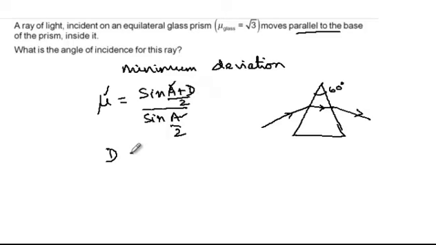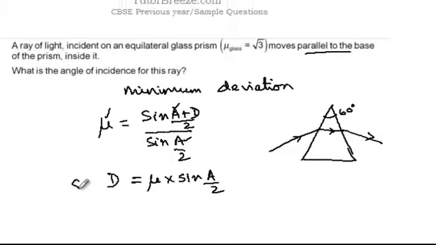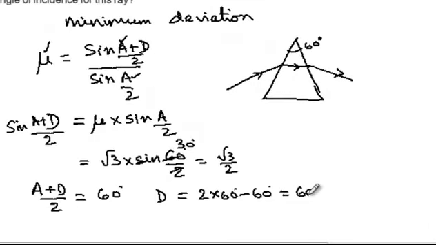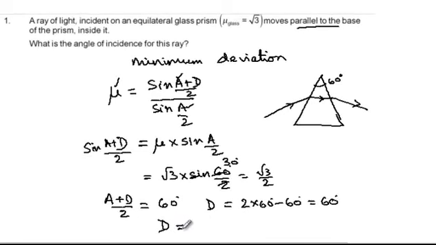Once you have the value of D, you have sine of (A plus D) by 2 equal to mu into sine A by 2, and once you work this out, this comes out to be 60 degrees. Then you know that for minimum deviation, D is equal to 2i minus A. So you put the value of D as 60, you know the value of A here is 60, then i works out to be 60 degrees.